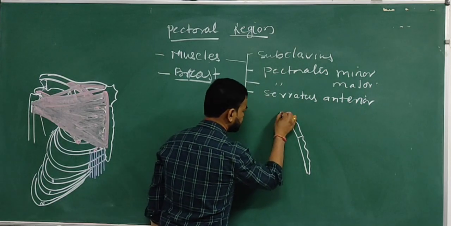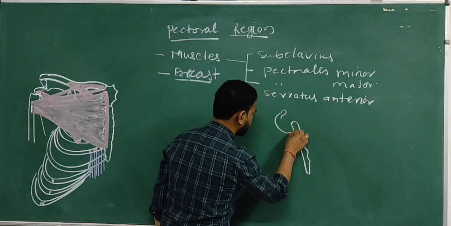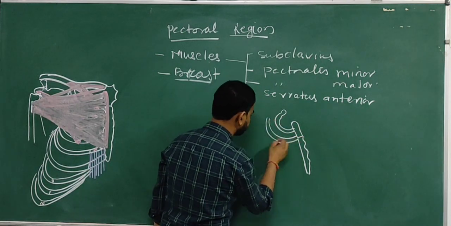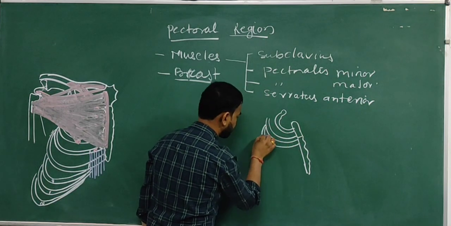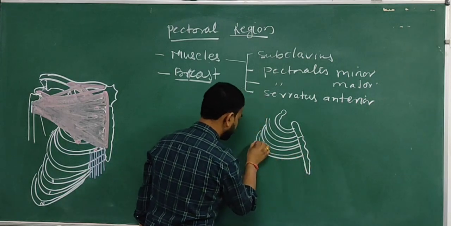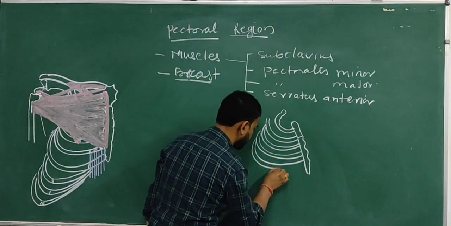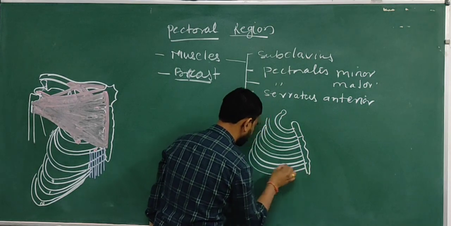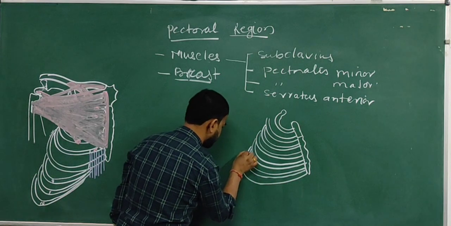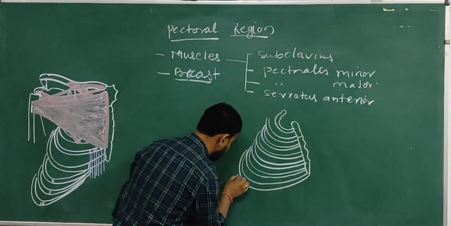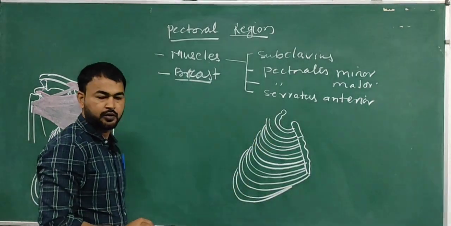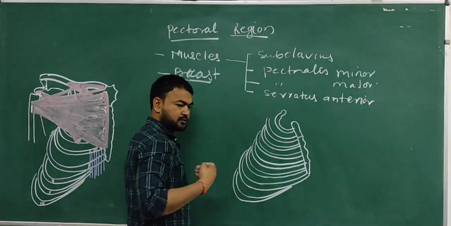So this is the first rib, second rib, third rib, fourth rib, fifth rib, sixth rib, seventh rib, eighth rib, and so on. Okay, so this is the lateral view of the chest wall.